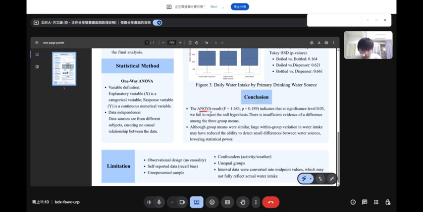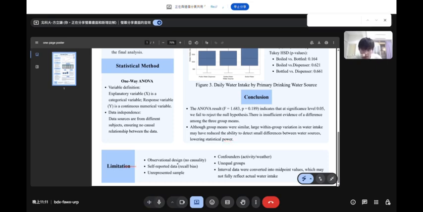Now let's look at the conclusion. Based on the ANOVA test, F equals 1.683, p-value equals 0.189. Since the p-value is higher than 5%, we fail to reject the null hypothesis. There is insufficient evidence of a statistically significant difference in daily water intake among the three groups. We believe the large within-group variation may have lowered our statistical power to detect small differences.